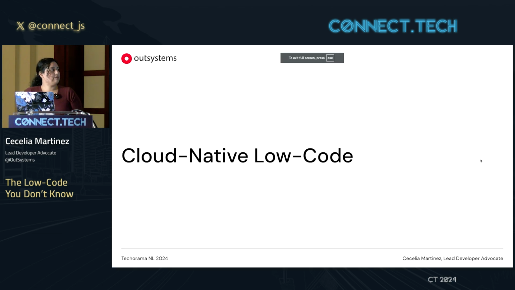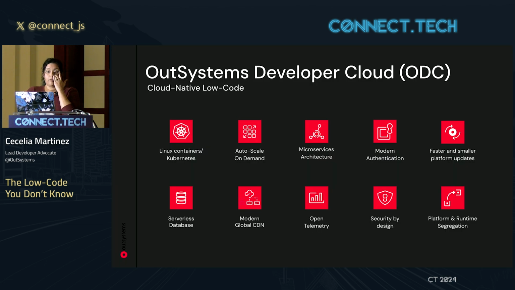All right, so let's talk about cloud native low code. This is another area where we're seeing more low code platforms move into. OutSystems Developer Cloud is a cloud-native low-code platform that is built on top of Linux containers with Kubernetes, which allows for auto-scale on demand. It allows for separation between the different environments, as well as using EKS under the hood for high availability regions, auto-scaling, and ensuring that the application can scale vertically.